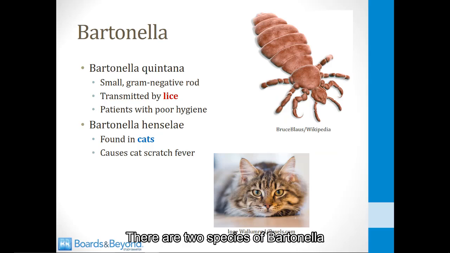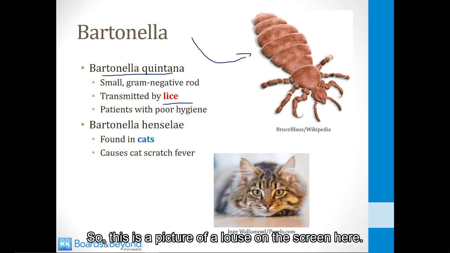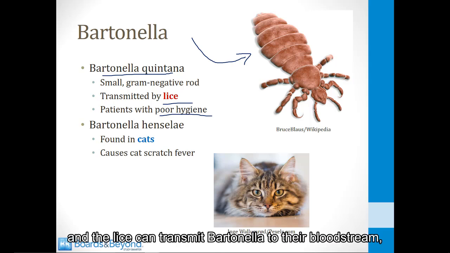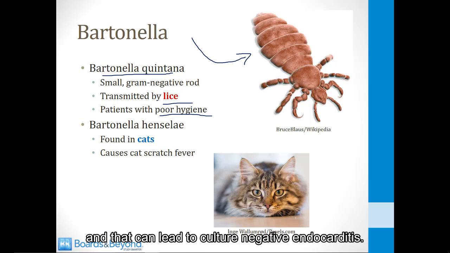There are two species of Bartonella that can cause culture-negative endocarditis. The first one is called Bartonella quintana. This is a small gram-negative rod. It's transmitted to humans by lice. So this is a picture of a louse on the screen here. It's an insect. And in patients with poor hygiene, they can develop infestation with lice, especially on their clothing, and the lice can transmit Bartonella to their bloodstream, and that can lead to culture-negative endocarditis.